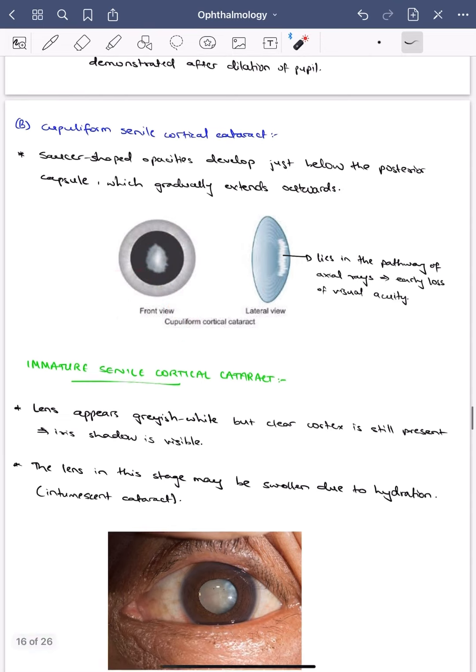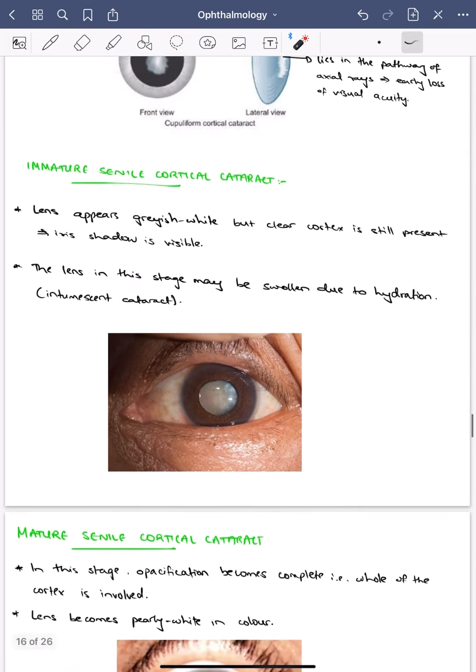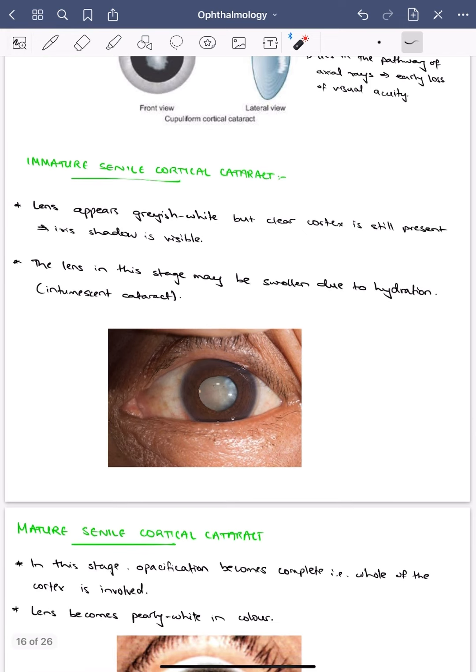Okay, the next stage is the stage of immature cataract. Now here the lens appears grayish white, but there is still presence of clear cortex, that is, the opacification isn't complete, and because of this, iris shadow is visible. Then the lens in this stage may be swollen due to hydration, and such a lens is known as intumescent lens, and such a cataractous lens is known as intumescent cataract.